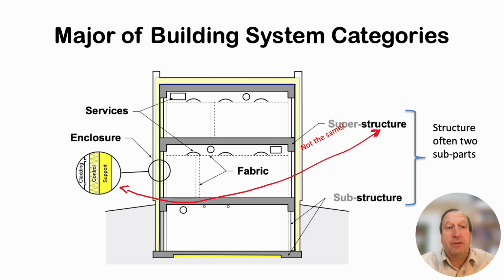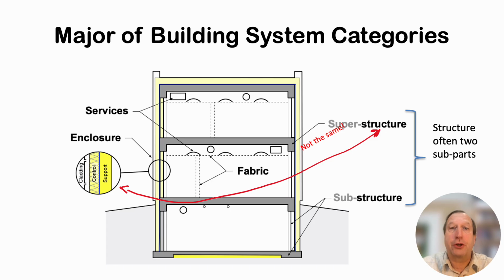end up with the building superstructure or substructure, which together are the building structure. Then you have the services like lighting, HVAC, plumbing, and all the rest. You have the fabric, which is the interior subdividers that are another of those things: suspended ceilings, partition walls, built-in furniture. And then we have the enclosure.